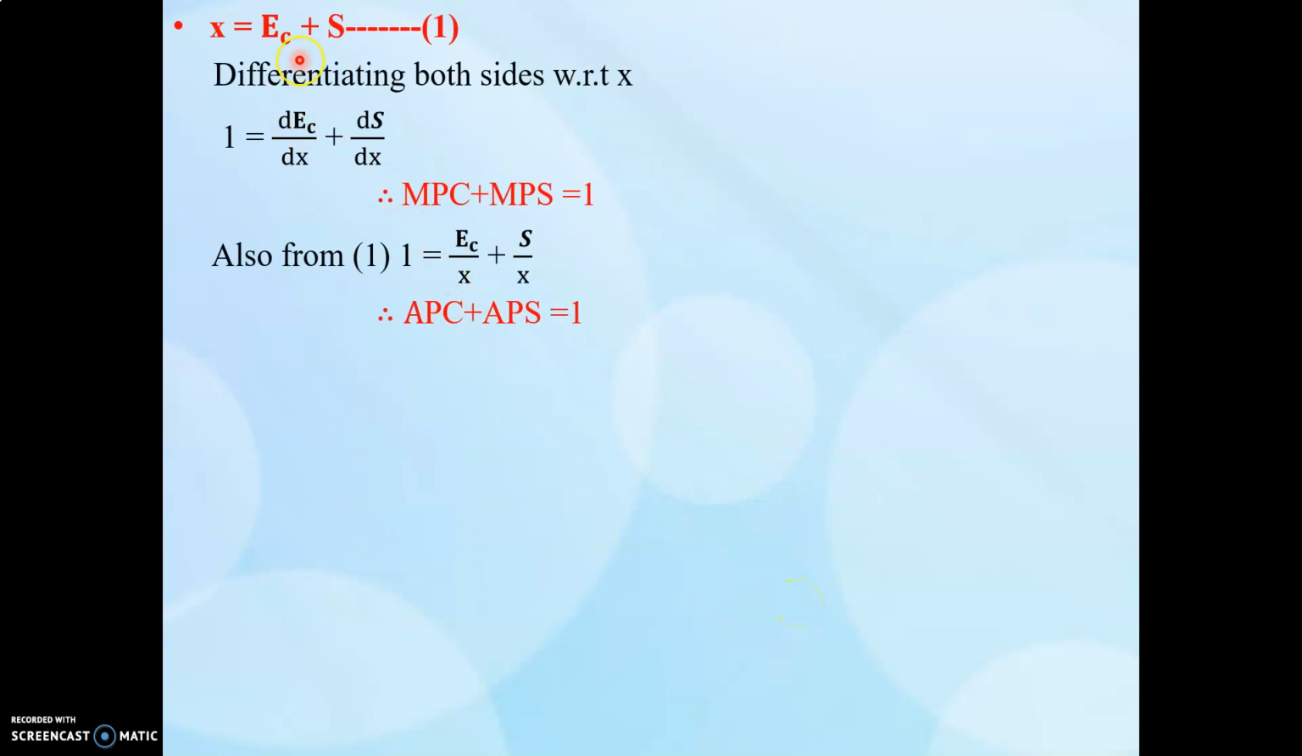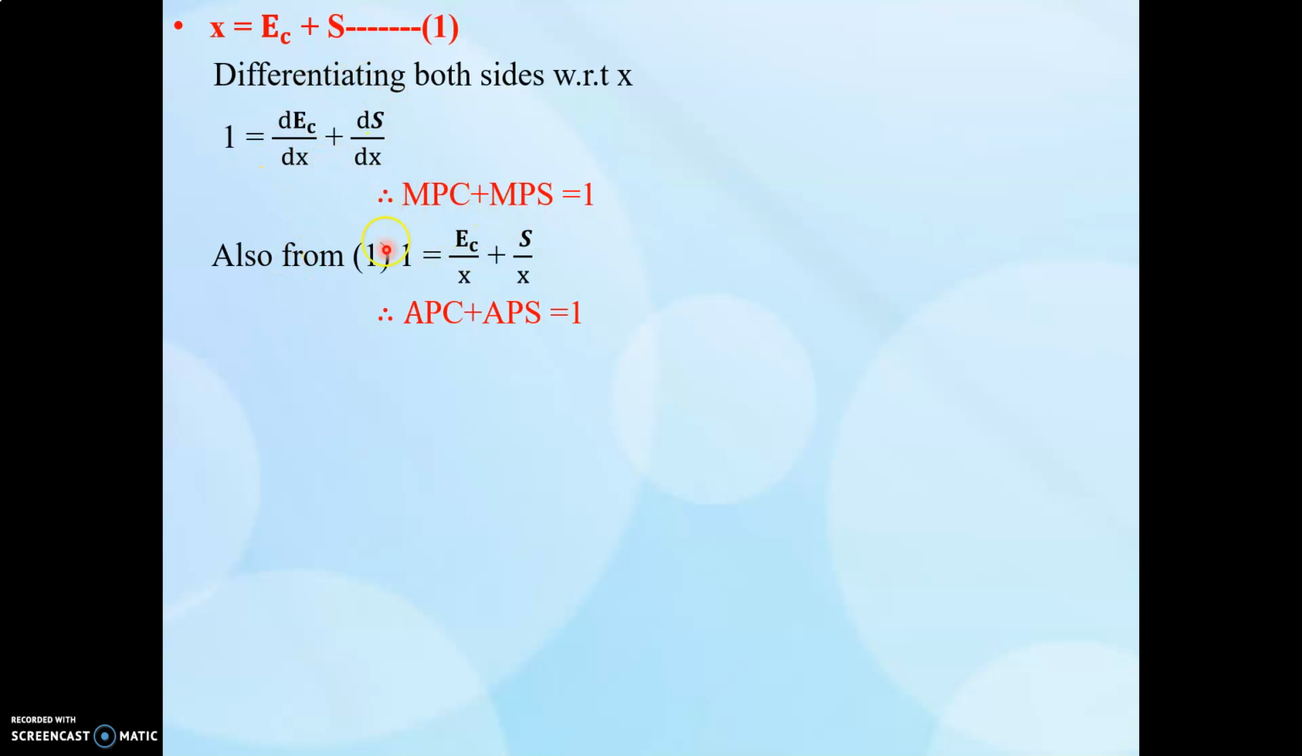Now x is equal to Ec plus S. So differentiating both sides with respect to x, here x is the term, so with respect to x, we are getting 1. And the derivative of Ec is dEc upon dx and the derivative of S is dS upon dx. We all know that dEc upon dx is MPC, marginal propensity to consume. And dS upon dx is what? MPS, that is marginal propensity to save. So you can replace this with MPC plus MPS is equal to 1.